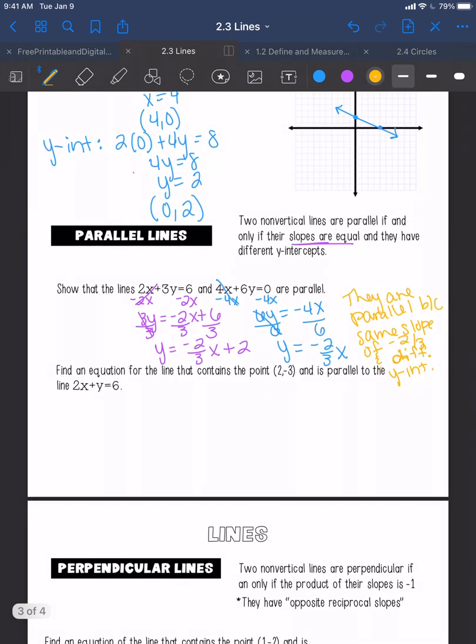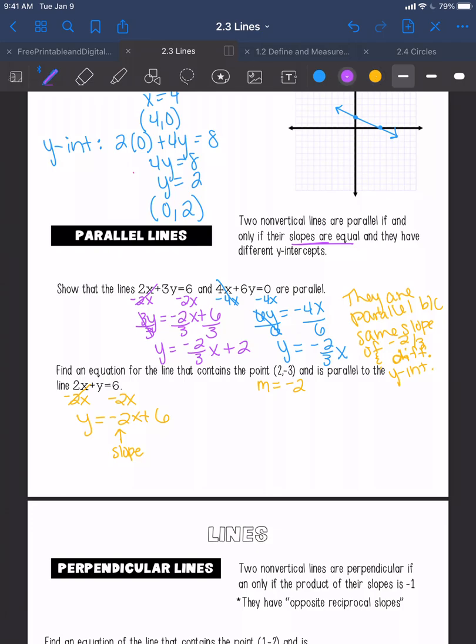Here we're asked to find an equation for the line that contains the point (2, negative 3) and is parallel to the line 2x plus y equals 6. So we have the point that it goes through, and we're told that it's parallel to this line. That's important to know so we can find the slope we need. So I'm going to rewrite this so I can find its slope. Y equals negative 2x plus 6. So negative 2 is the slope of this line. Our line is parallel, so we will also use a slope of negative 2 because parallel lines have the same slope.